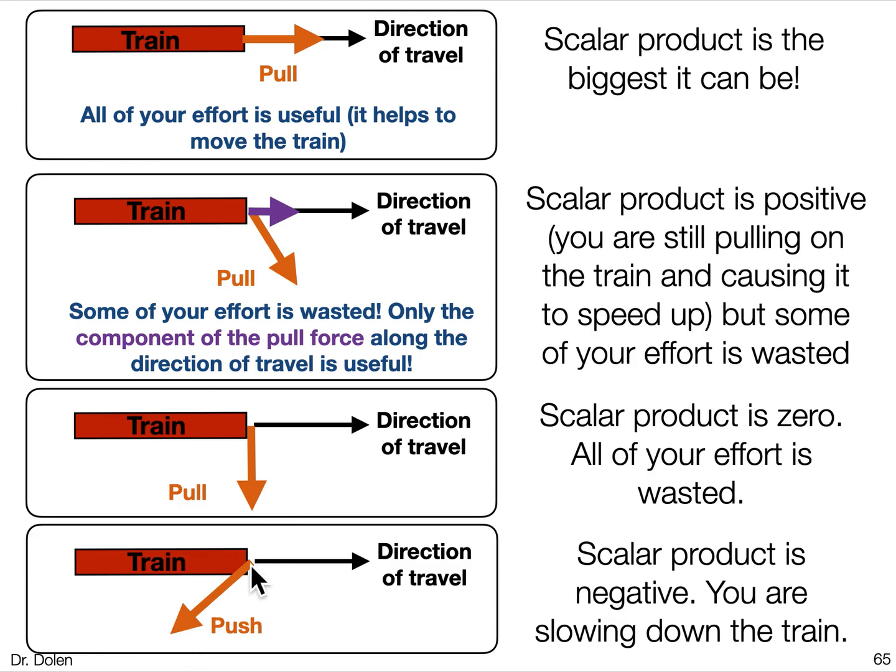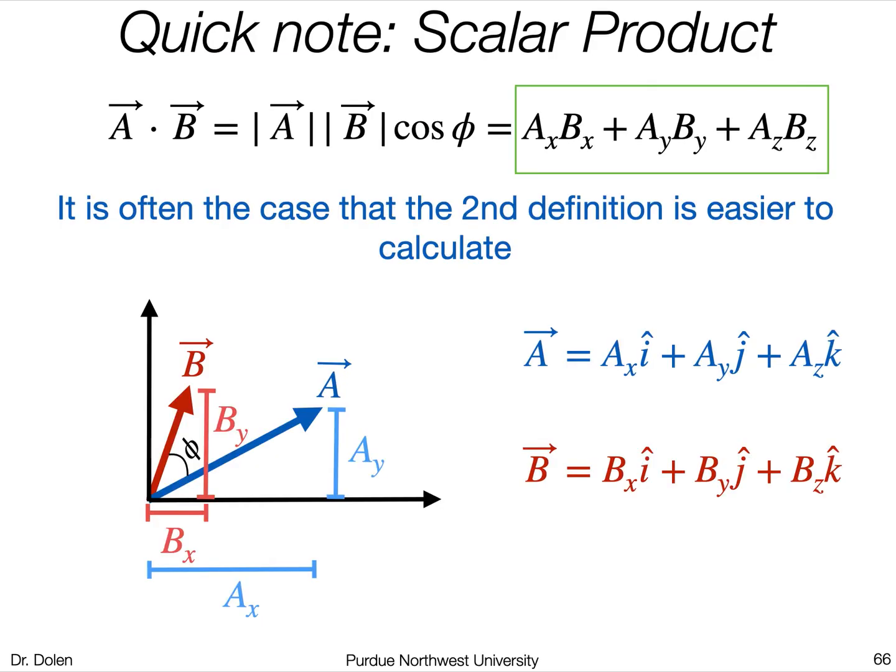And in this case, I have a component of my force which is opposite the direction the train is traveling. So that's going to help slow down the train. This is going to be what we call negative work when we get to that chapter. And anytime you have a scalar product which is negative, that's going to slow something down in this case. So I hope that gives you some idea of why we need to define this mathematical definition of the scalar product.